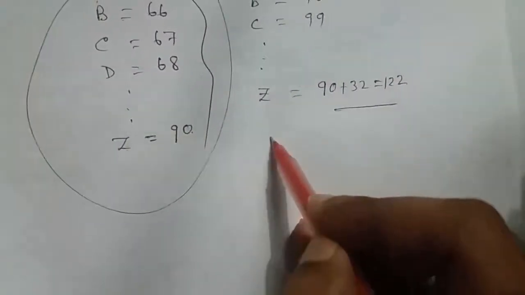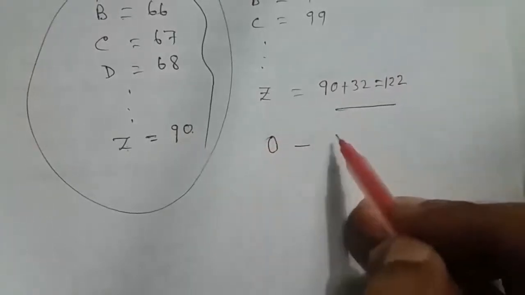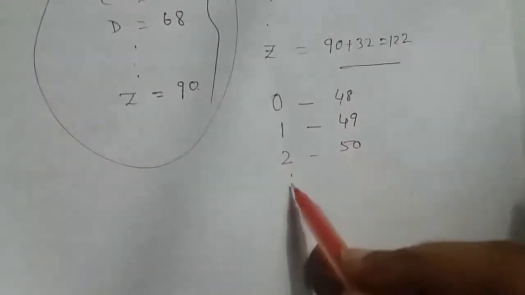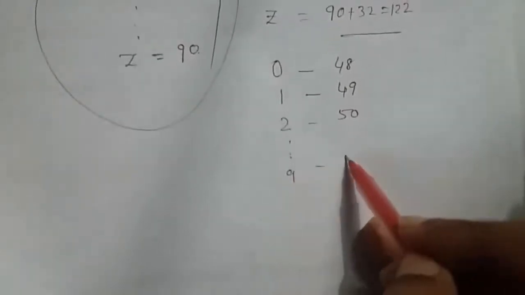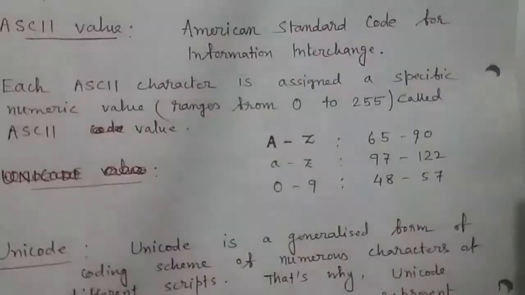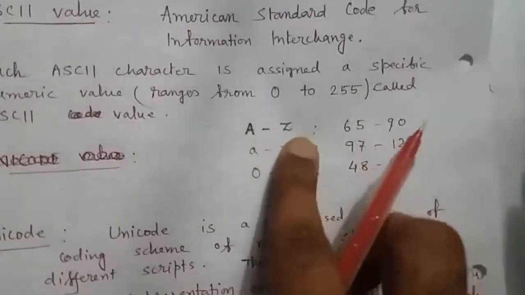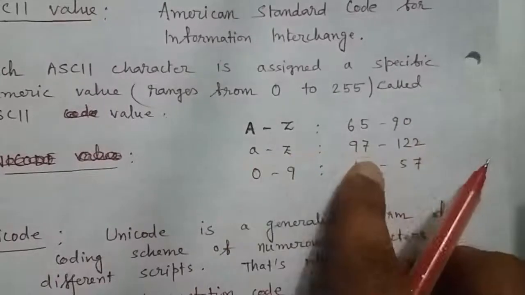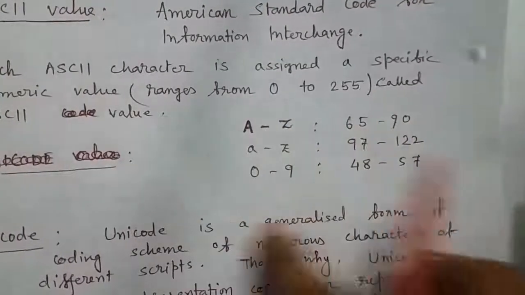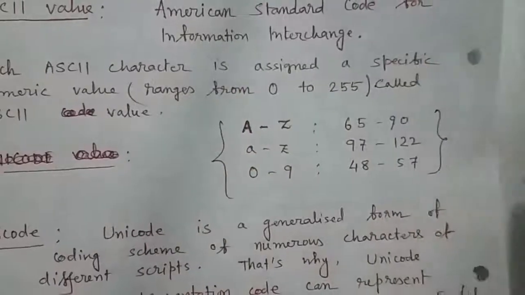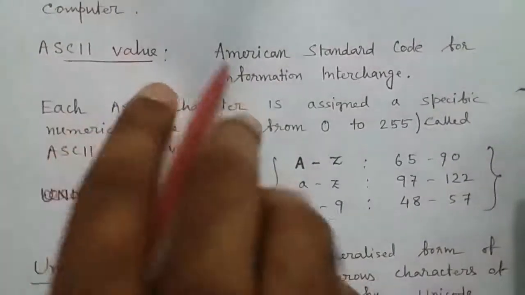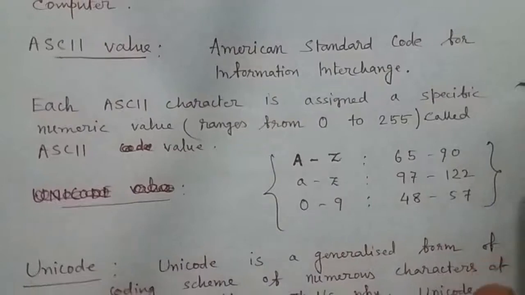And also I want to tell you that the ASCII value of digit 0 is 48. The ASCII value of digit 1 is 49. The ASCII value of digit 2 is 50. In this way, the ASCII value of digit 9 is 57. So you need to remember the ASCII value ranges. As you can see, I have written here capital A to capital Z is 65 to 90, small a to small z is 97 to 122, digit 0 to digit 9 is 48 to 57. So these are very important, you must remember. ASCII value is a numeric value which is assigned to the ASCII characters.